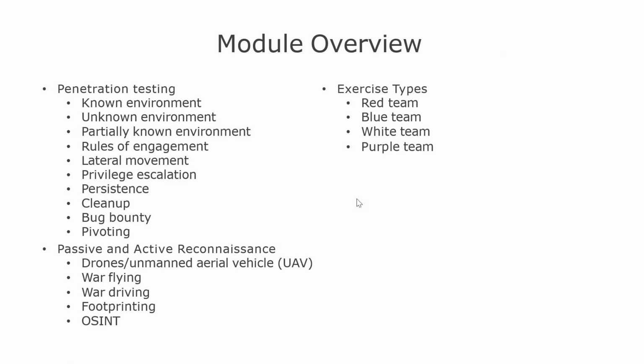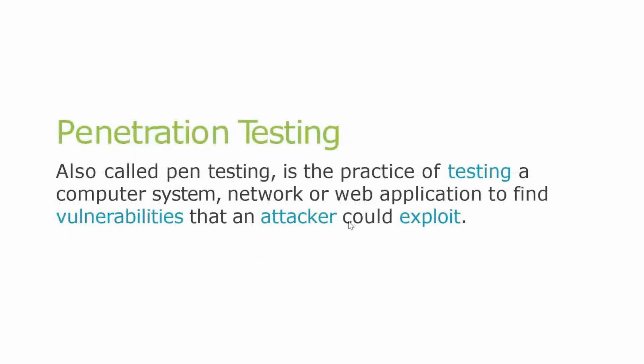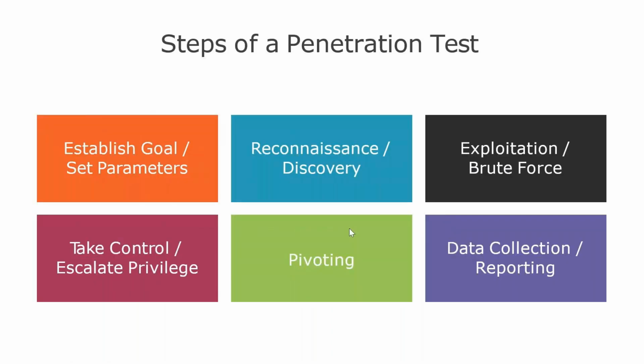Here we have active penetration testing and passive, both of which we have. So as part of this discussion, we'll discuss this. Penetration testing is also called pen testing, and is the practice of testing a computer system, network, or web application to find vulnerabilities that an attacker could exploit. Now, these are the steps of penetration testing.